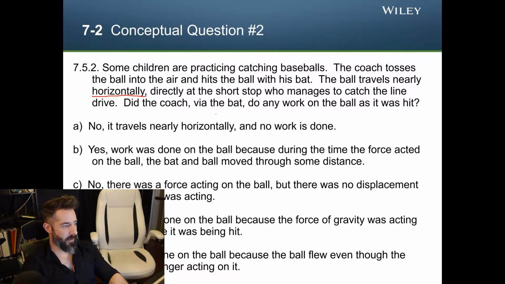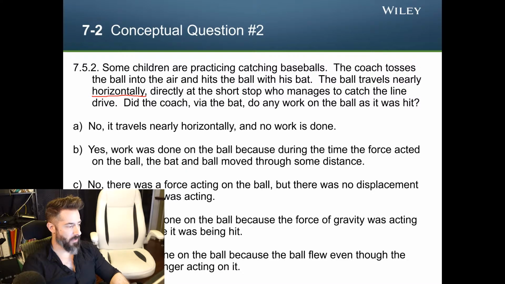And we have, did the coach via the bat do work on the ball as it was hit? So basically you have to ask yourself, what is it? The equation for the work is the force times the distance. If we take the cosine theta component, the angular component, we know it was traveling mostly horizontally. So was there a force applied? Yes. He hit it with the bat, right? Was there a distance traveled? Yes, there was. So there must be work being done on the ball.